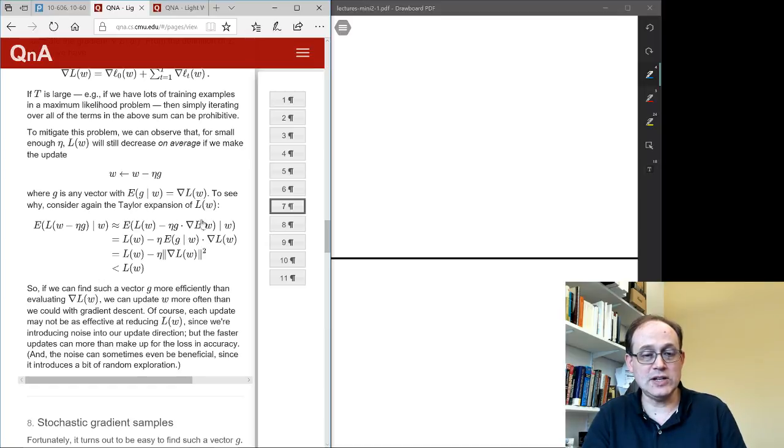And since expectations are linear, we can push the expectation in through to get L of W minus eta E of g given W dot the gradient. And we know that the expected value of g given W is actually equal to the gradient. And so this is actually L of W minus eta times the squared norm of the gradient. And since the squared norm is positive, this is going to be less than L of W, at least as long as this Taylor expansion is sufficiently accurate.